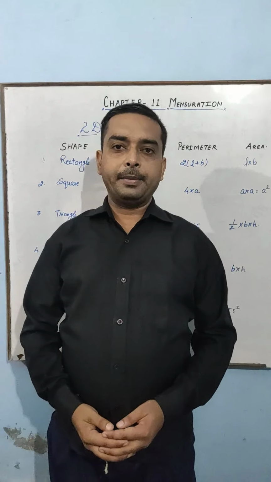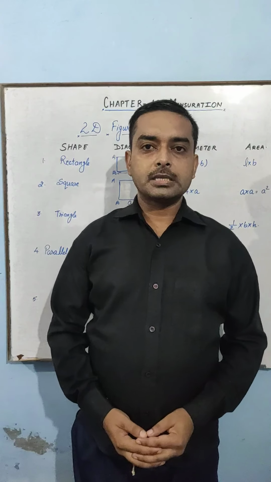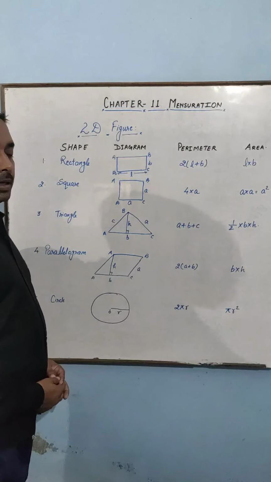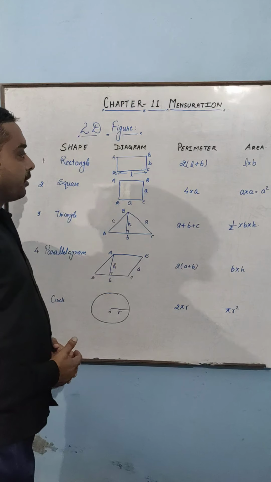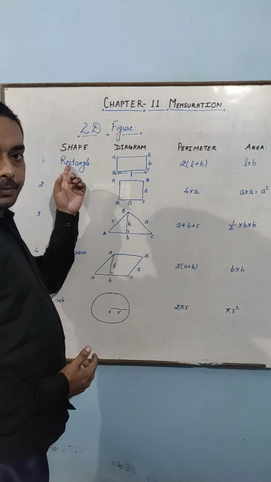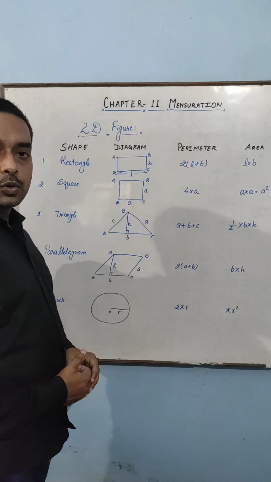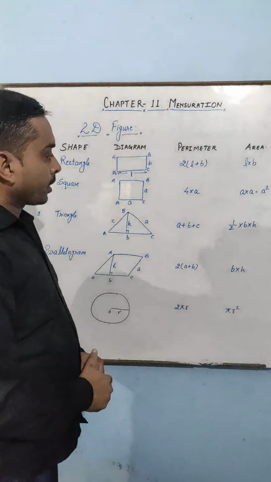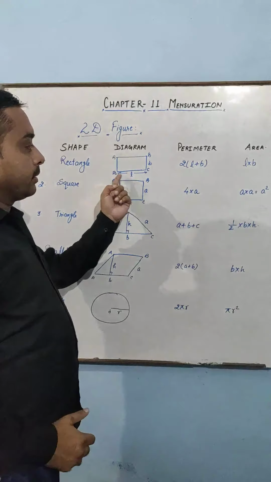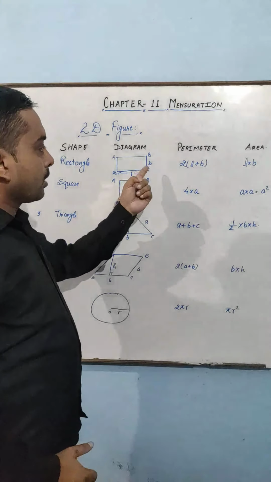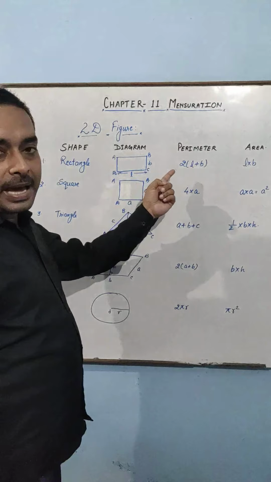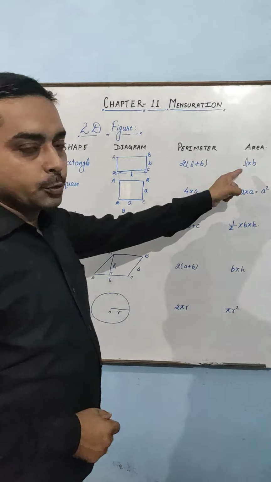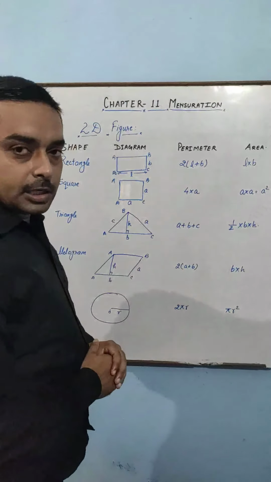After the area and perimeter, there are some important formulas which we will use in this chapter. Let's see. First is the 2D figure, rectangle. In a rectangle, we know that the length and the breadth of the opposite sides are equal and parallel. Let the length of the rectangle be L and breadth be B, then its perimeter is 2 times L plus B, and its area is L into B.